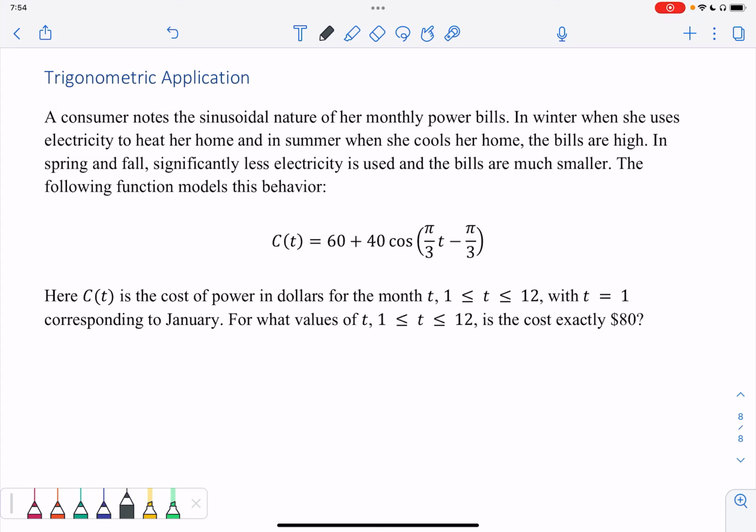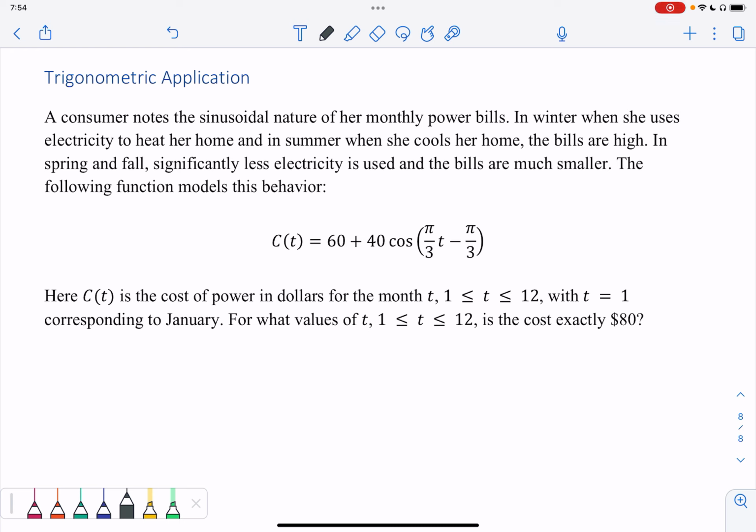Trigonometric application. A consumer notes the sinusoidal nature of her monthly power bills. In winter, when she uses electricity to heat her home, and in summer, when she cools her home, the bills are high. In spring and fall, significantly less electricity is used and bills are much smaller. The following function models the behavior.